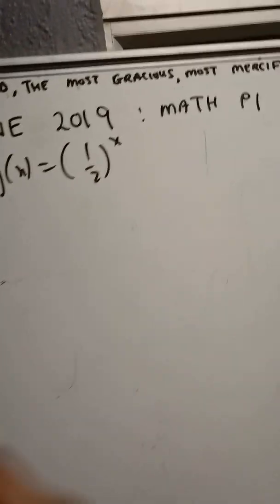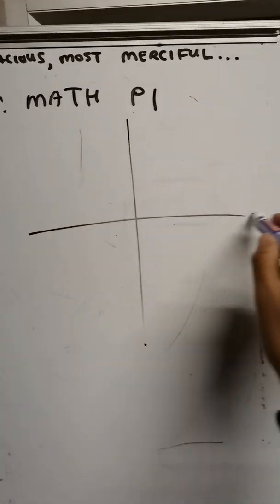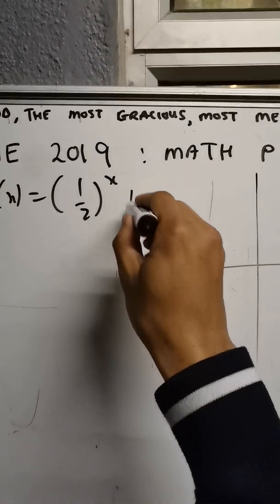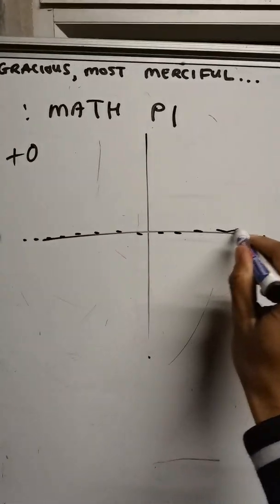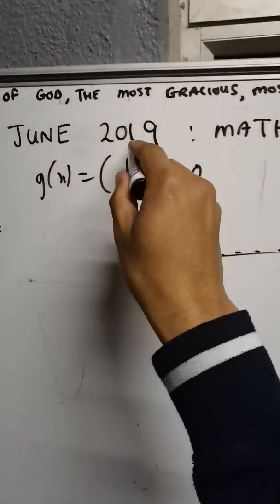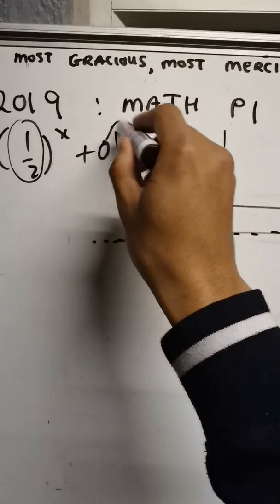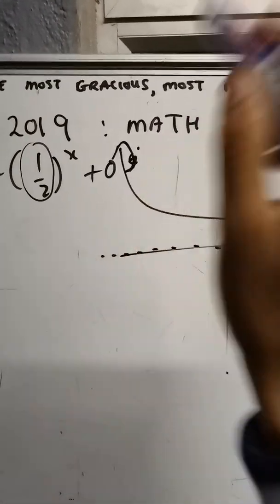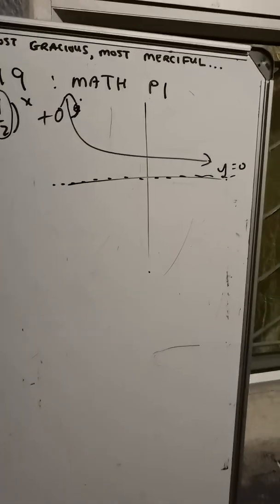First, let's draw a sketch of the graph. So there's your Cartesian plane, x and y axis. The q value is 0, so therefore 0 is our asymptote, y equal to 0. The a value is a fraction, so it's a decreasing graph. So the graph will look kind of like that, g of x. Just go back to the introductory videos to understand why it is like this.